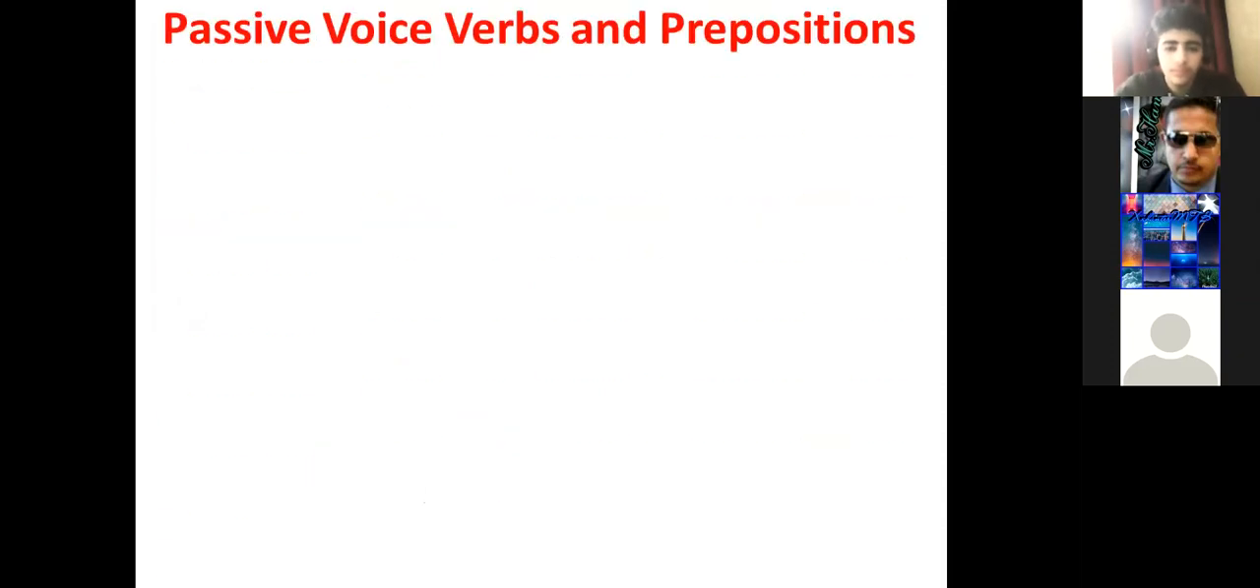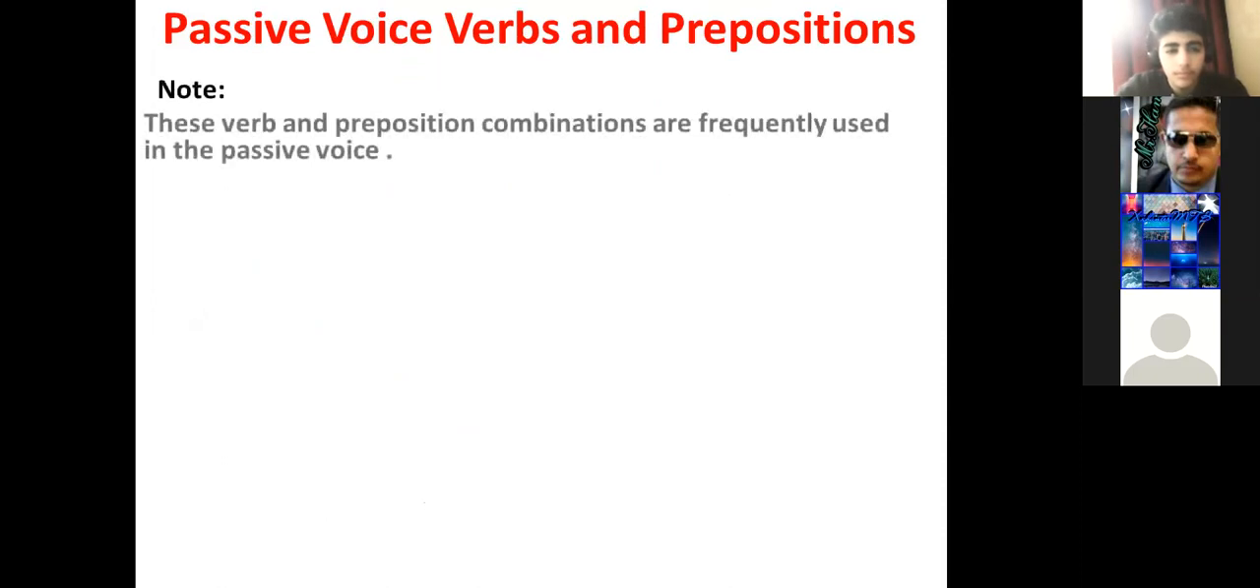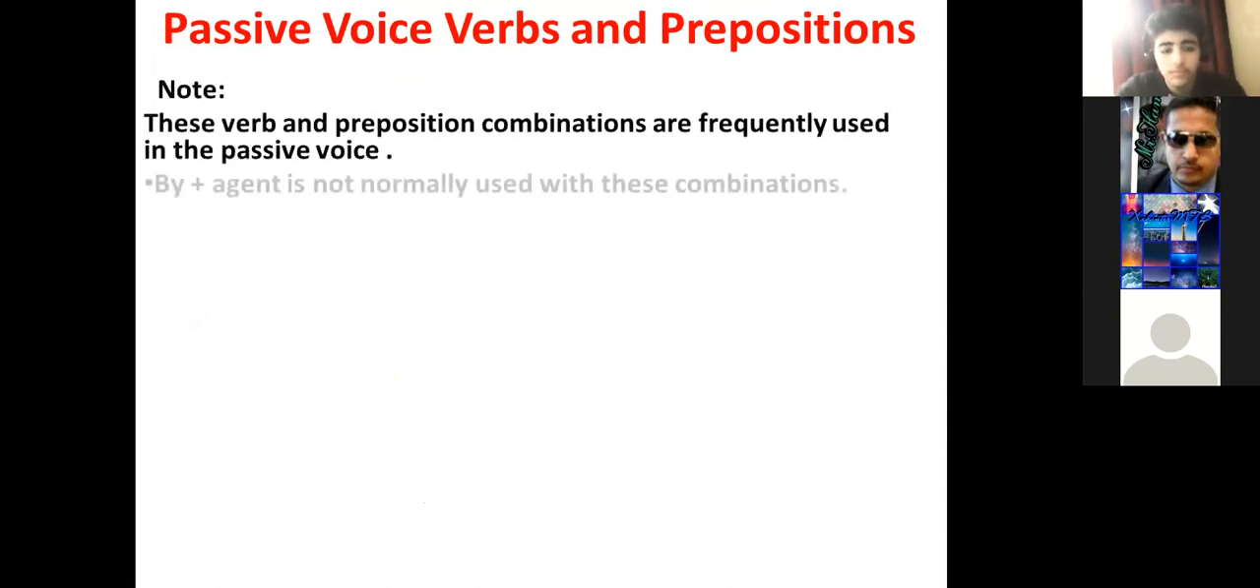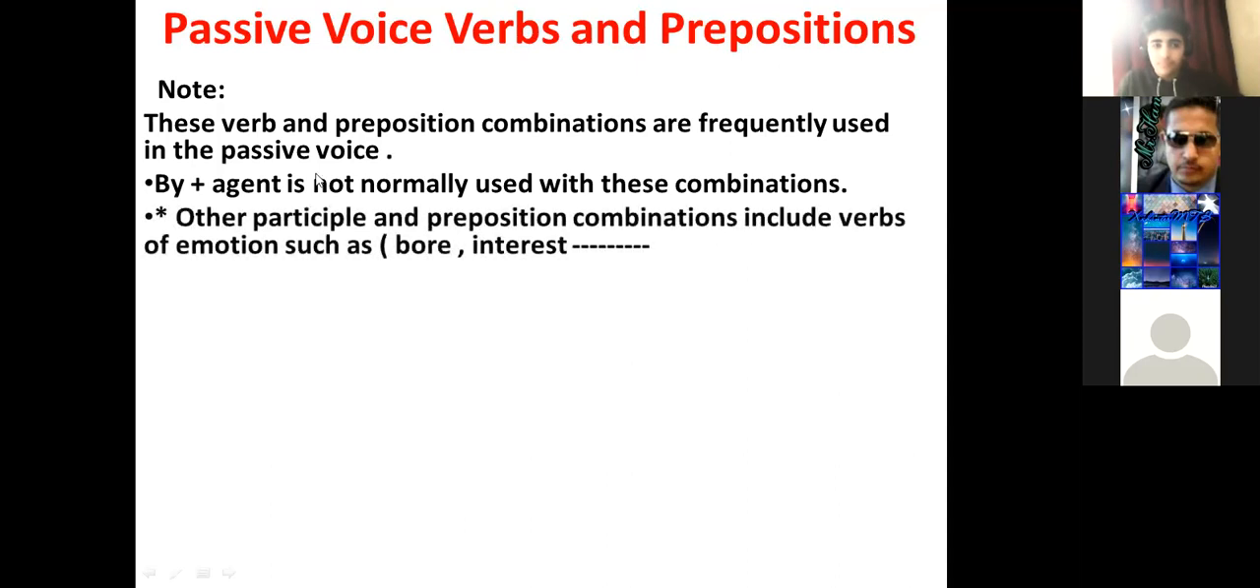Here: passive voice, verbs, and prepositions. These verb and preposition combinations are frequently used in the passive voice. I'll show you this list of verbs, which are supposed to be adjectives. By plus agent is not normally used with these combinations. Other participle and preposition combinations include verbs of emotion such as bored, interested.